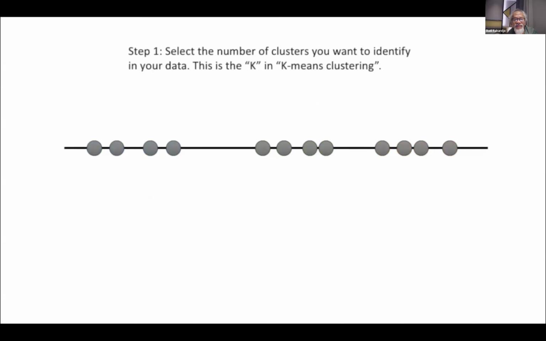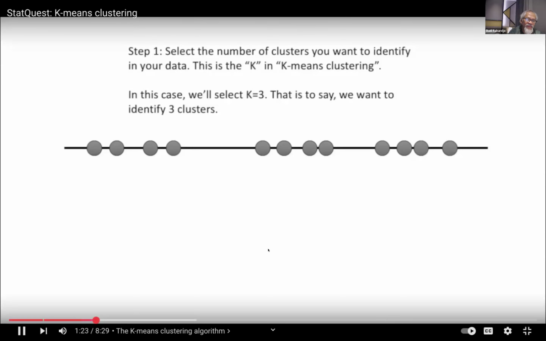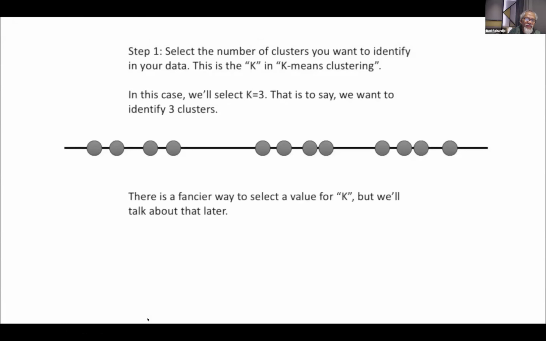Step 1, select the number of clusters you want to identify in your data. This is the k in k-means clustering. In this case, we'll select k equals 3. That is to say, we want to identify 3 clusters. There is a fancier way to select.